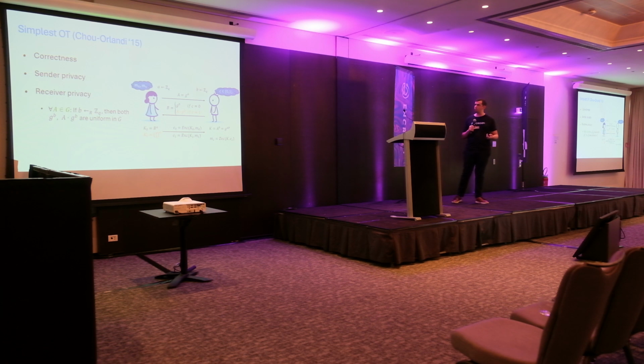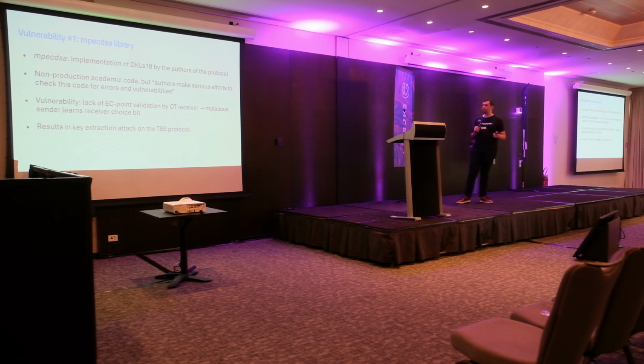For receiver privacy, we want to show that Alice doesn't learn the choice bit of Bob. And this reduces to the fact that both of his messages are indistinguishable from each other. And you can convince yourself that if Alice indeed sends a valid group element, then both G to the B and A times G to the B are uniform group elements, and as such, both values are indistinguishable. So this indistinguishability property will be very important when we move on. So let's keep it in mind.